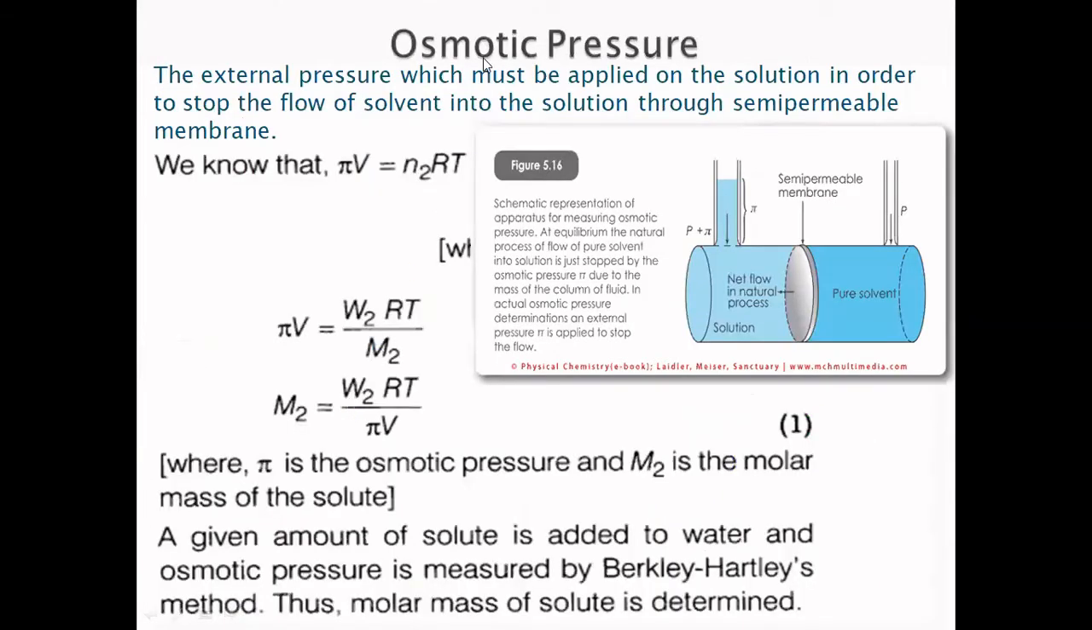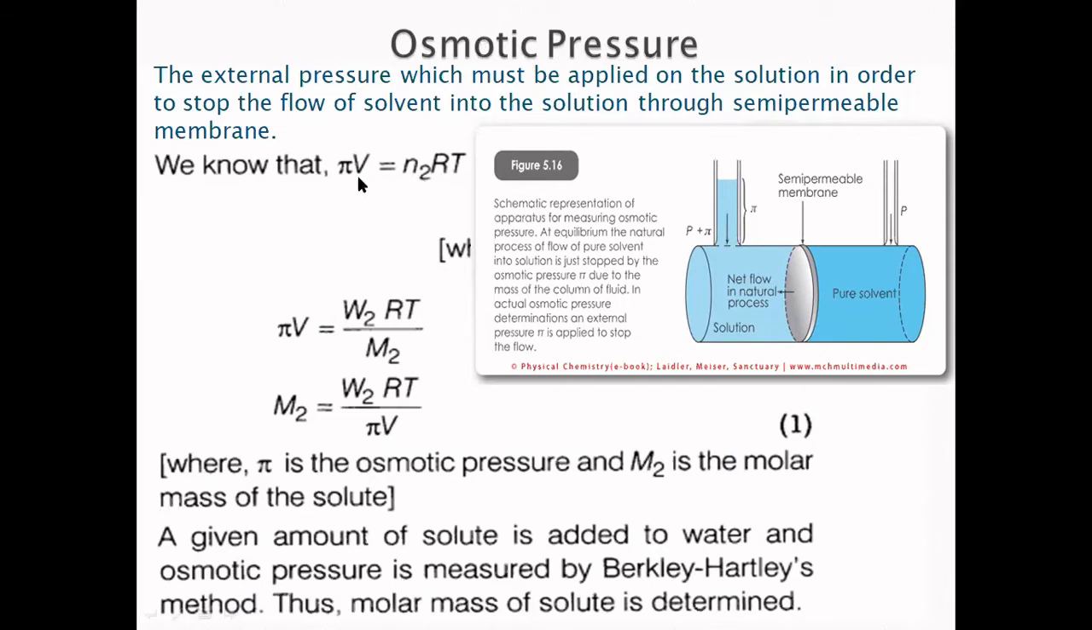It is osmotic pressure. See, when water molecules start flowing from a region of higher concentration of water molecules to a region of lower concentration of water molecules, obviously they will be applying pressure. And due to that pressure, the level of water keeps on rising. If we apply pressure on the solution side so that osmosis stops, the external pressure which is required is called osmotic pressure. The definition is: the external pressure which must be applied on the solution side in order to stop the flow of solvent into the solution through a semi-permeable membrane is known as osmotic pressure.